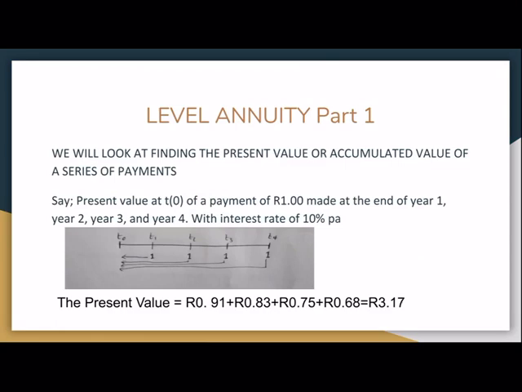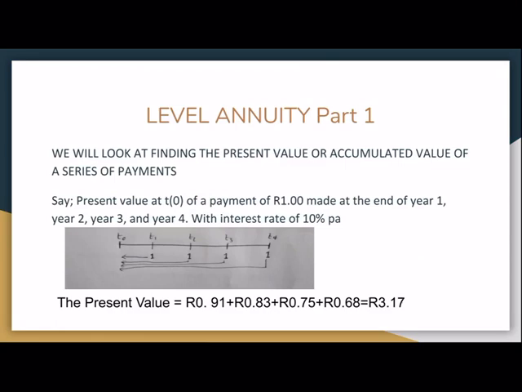As you can see in this picture, I've shown you that there's 1 rand at the end of time 1, which is discounted back to time 0, and then 1 rand again at the end of time 2, which is discounted back to time 0, and then 1 rand again at the end of time 3, which is discounted back to time 0, and then 1 rand again at the end of time 4, which is discounted back to time 0.